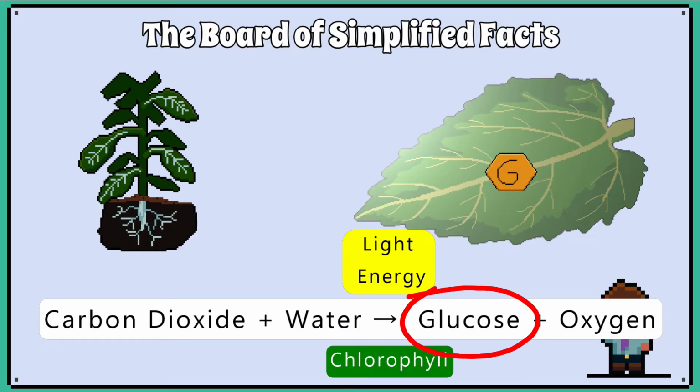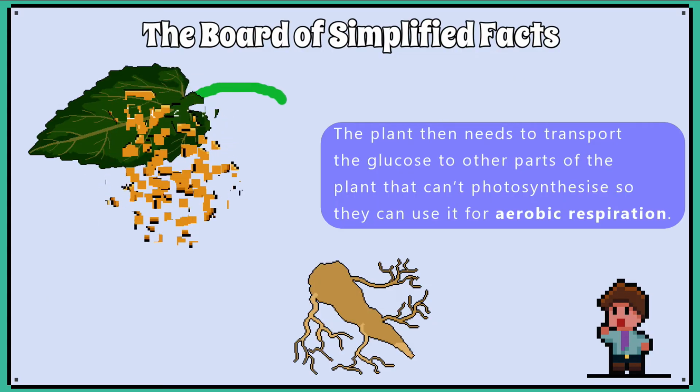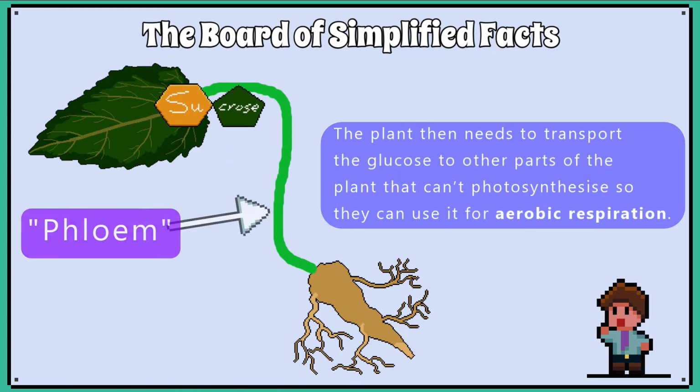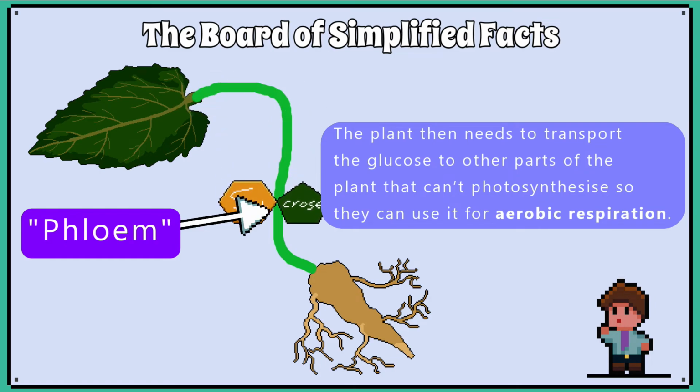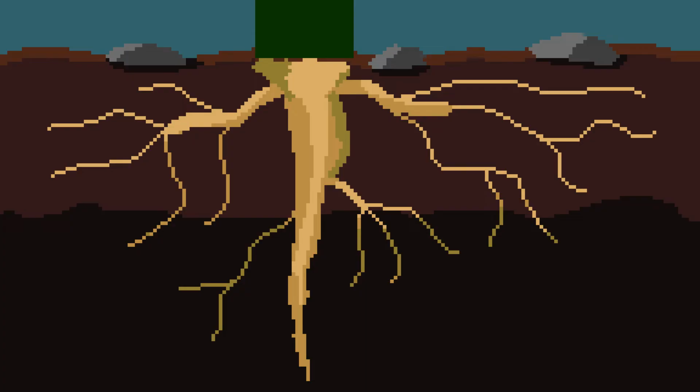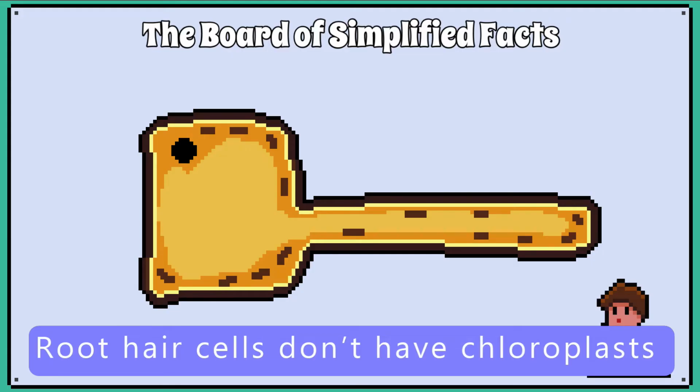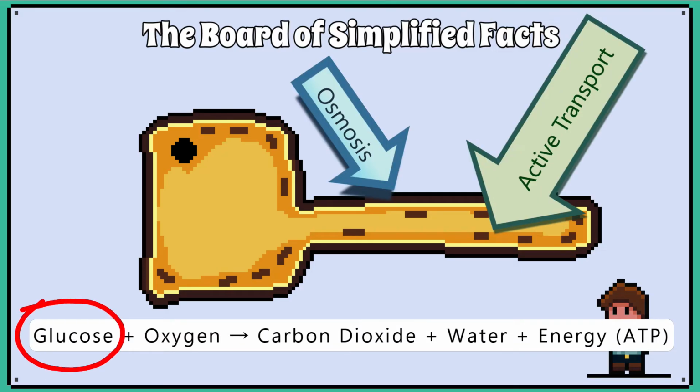The plant makes glucose in the leaves via a process called photosynthesis. The plant then needs to transport the glucose to other parts of the plant that can't photosynthesize, so they can use it for aerobic respiration. The roots are underground, so there is almost no light there, and the root hair cells, for example, don't have chloroplasts because it would be a waste. Remember, root hair cells need glucose for aerobic respiration to drive active transport.